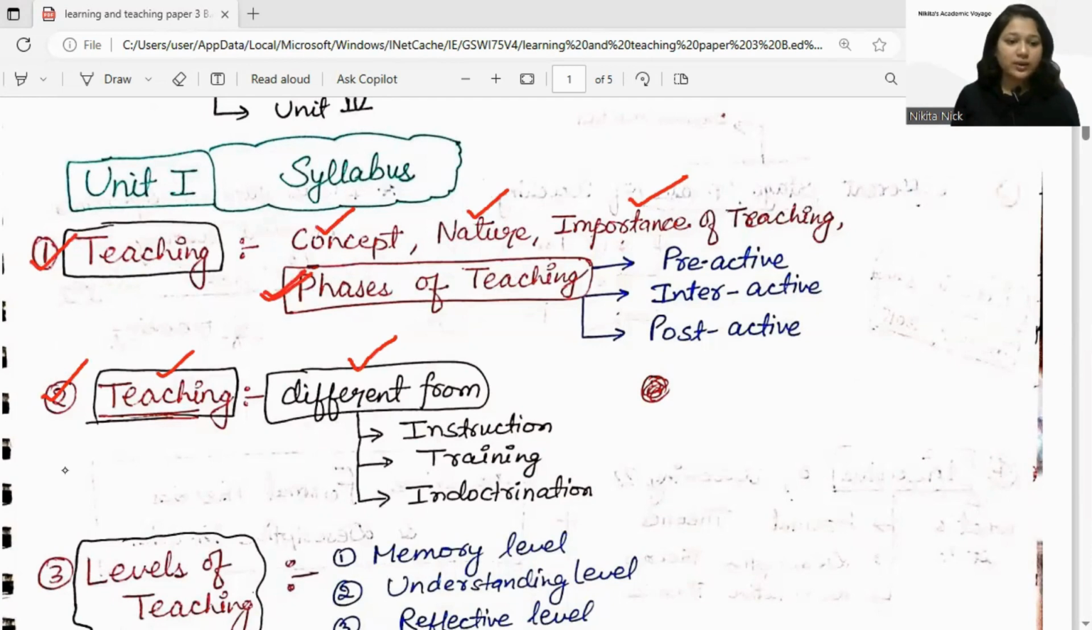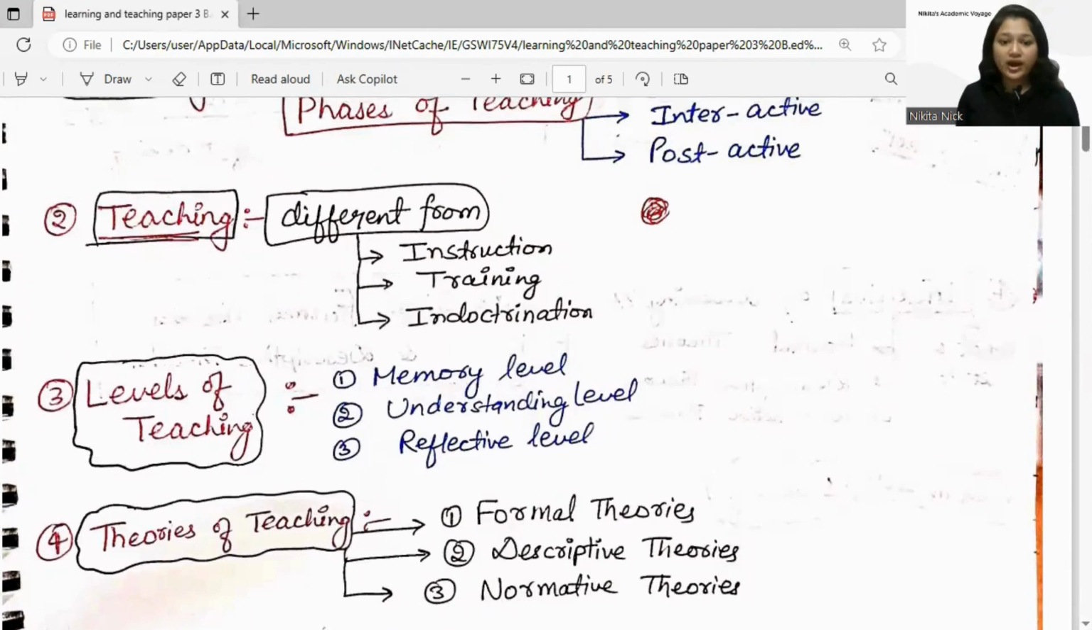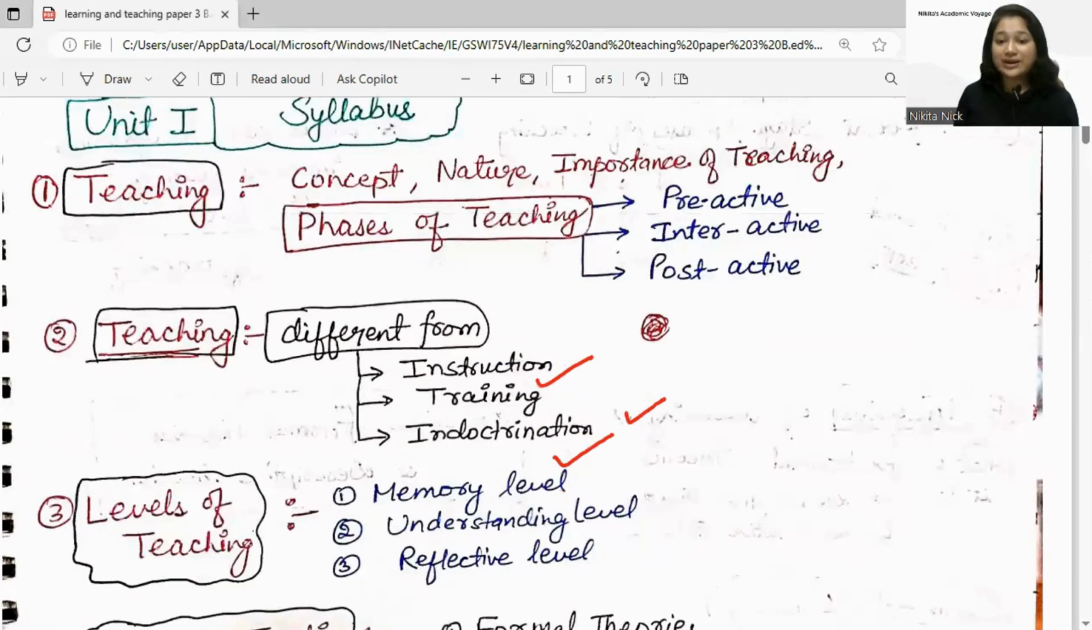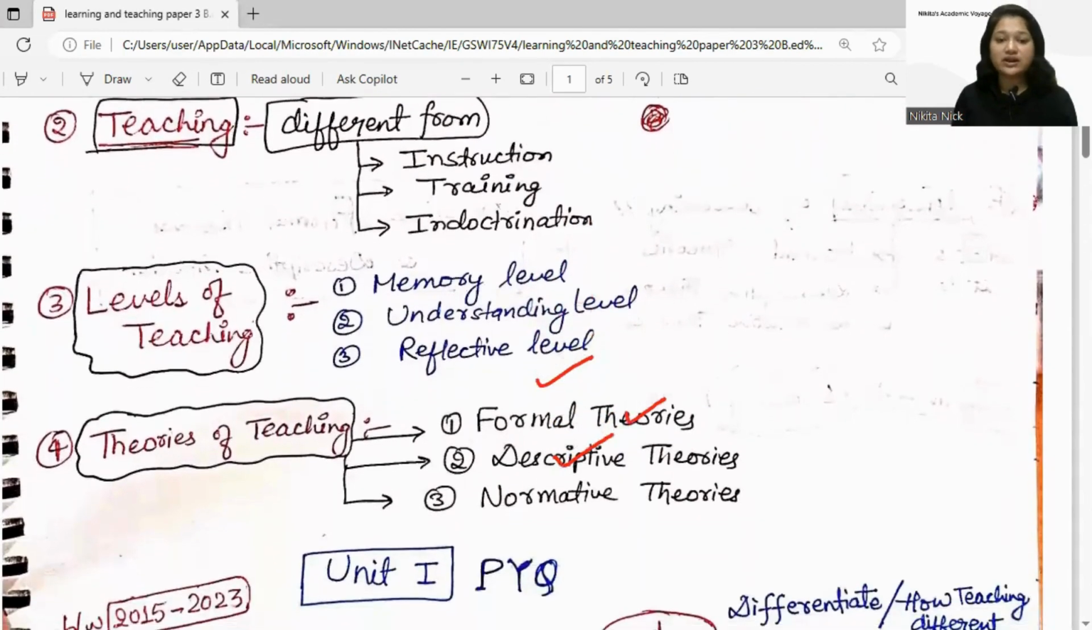All right. So apart from that, we have number 3, that is levels of teaching. In levels of teaching, you have memory level, understanding level, and reflective level. So you have to remember that we have different forms of teaching. In forms, we have instruction, training, indoctrination. We have phases of teaching. So in phases, what we have? In phases, we have pre-active, interactive, and post-active. And in levels of teaching, we have memory level, understanding level, and reflective level. And when we talk about theories of teaching, then we have formal theories, descriptive theories, and normative theories. This is your syllabus. Done?